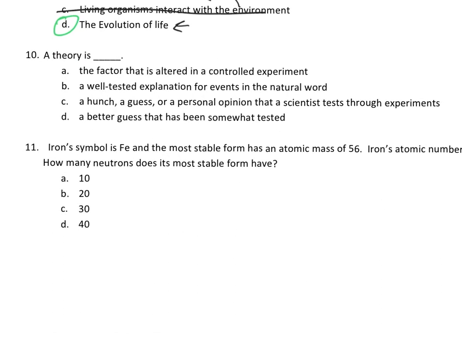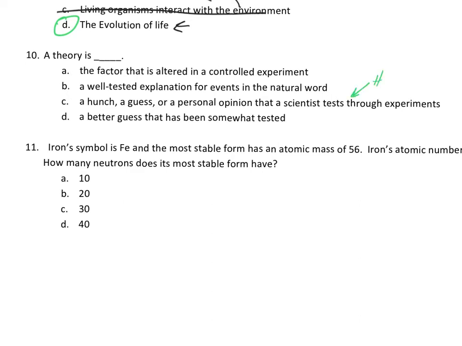Ten, a theory is, and a lot of people have different ideas of what a theory is. A lot of people pick that. C is actually a hypothesis. I thought the theory and hypothesis were like the same thing. No, they're not. See, a hypothesis is a guess.